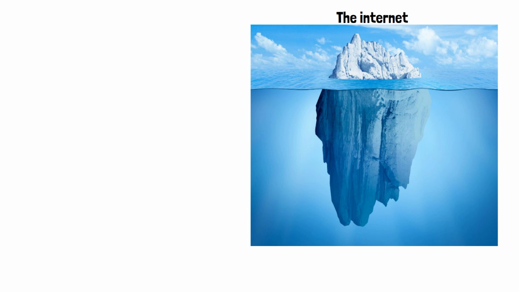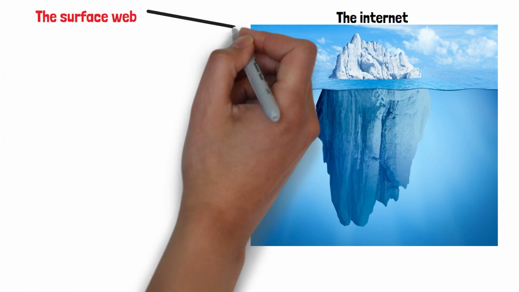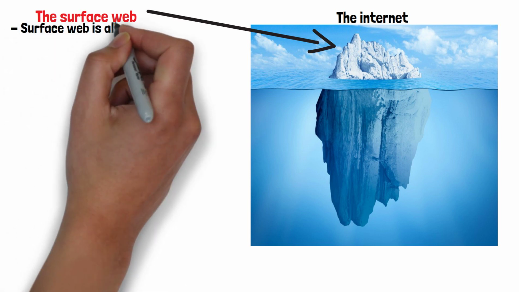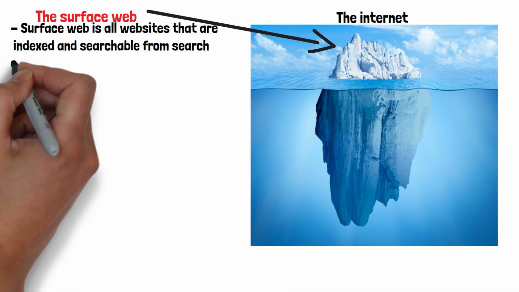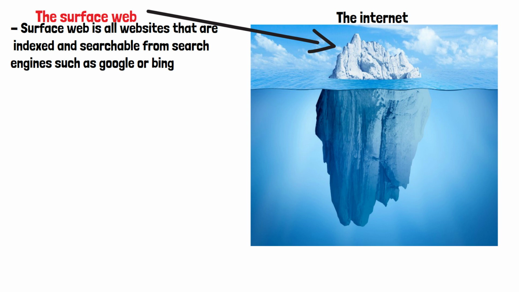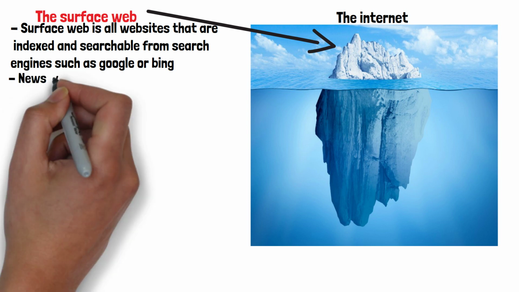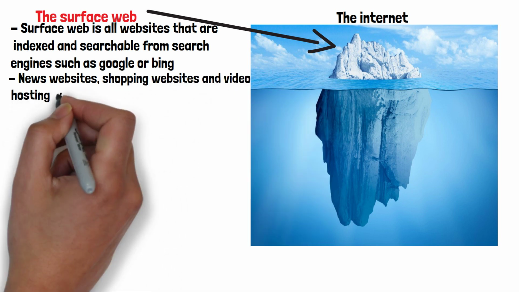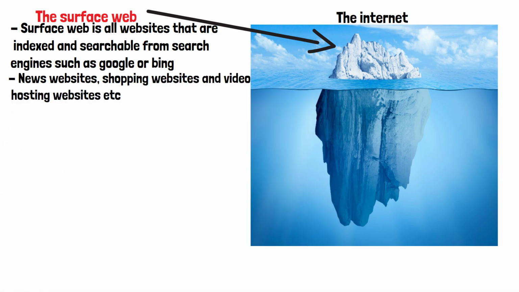This is similar to the internet. We call this part of the internet the surface web. The surface web is all websites that are indexed and searchable from search engines such as Google or Bing. Examples of surface websites are ones you use every day, such as news websites, shopping websites, and video hosting sites such as YouTube. Essentially, if you can find it with a Google search, it's part of the surface web. Surprisingly, the surface web only makes up around 5 to 10% of the internet.